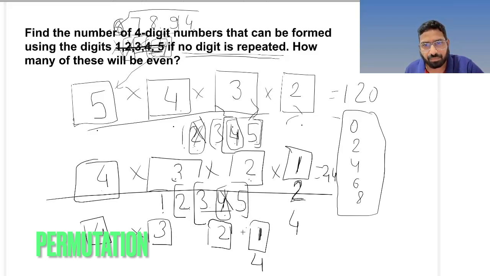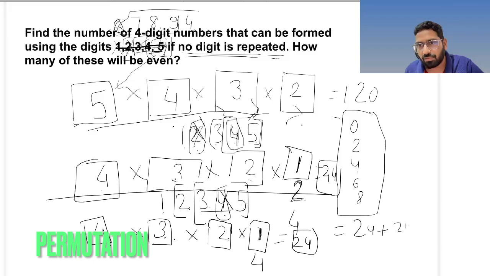So then multiply again: 4 times 3 is 12, 12 times 2 is 24, 24 times 1 is 24. Now this 24 and this 24 sum up: 24 plus 24 equals 48. So how many even 4 digit numbers can be formed using these digits when no digit is repeated? There are 48. So the answer is 48 for the second question and 120 is for the first question.